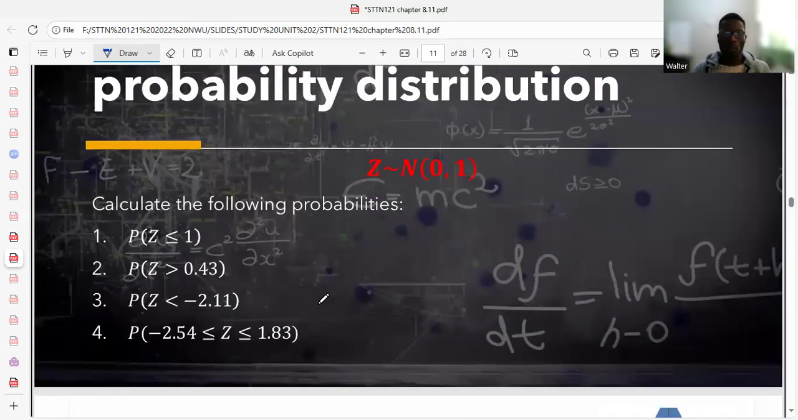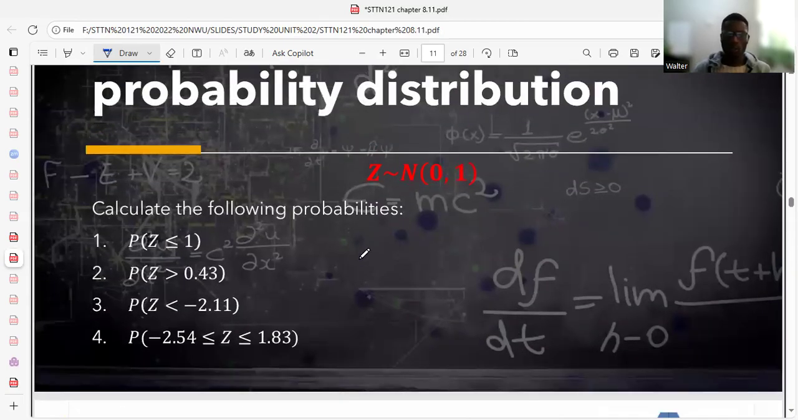Okay, this is the question. We have 4 questions now. They say calculate the following probabilities where Z is normally distributed with a population mean of 0 and a population standard deviation of 1. Already, there's no need for us to calculate the Z values because we are already given the Z values.